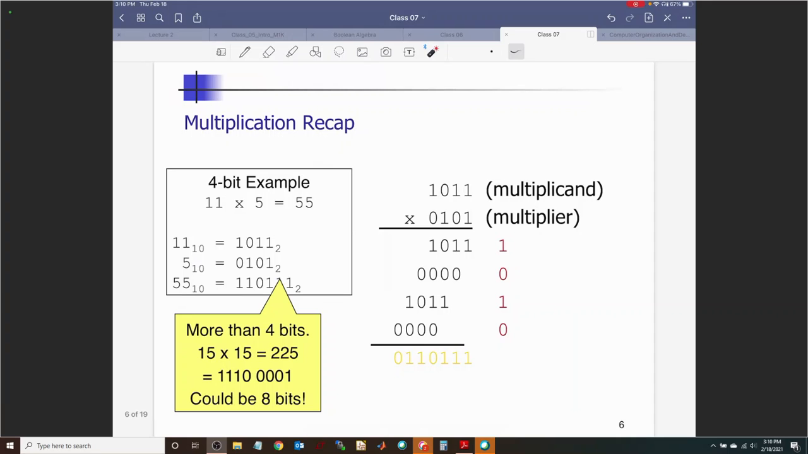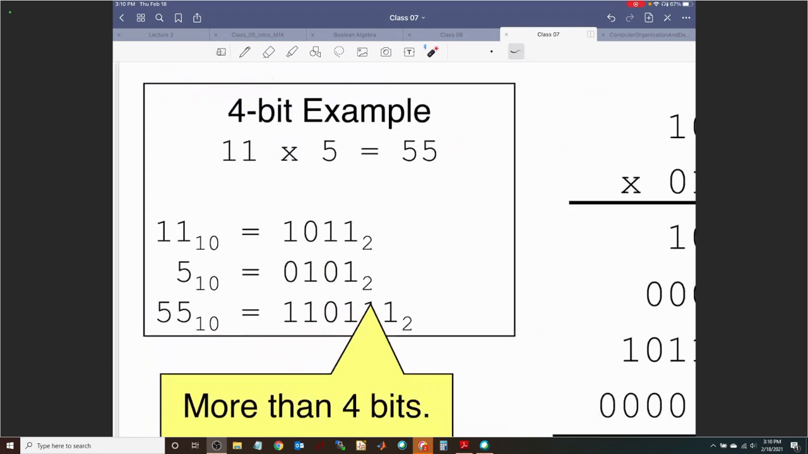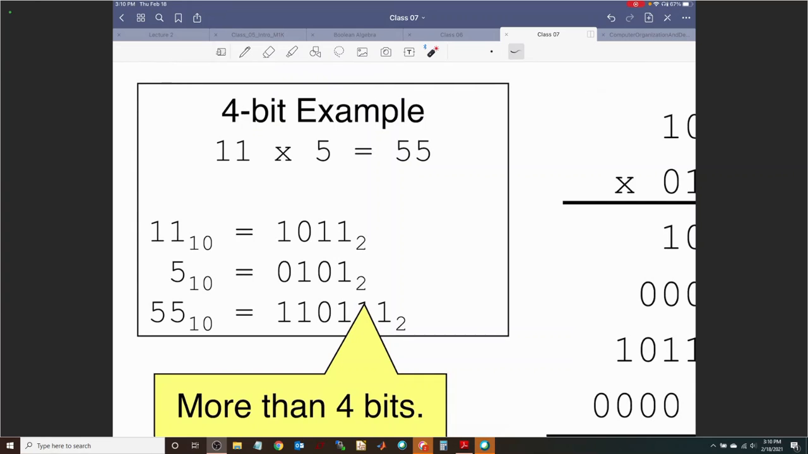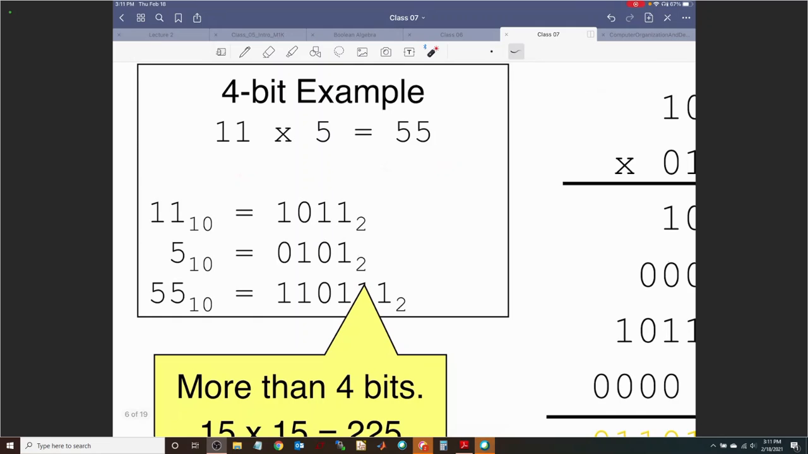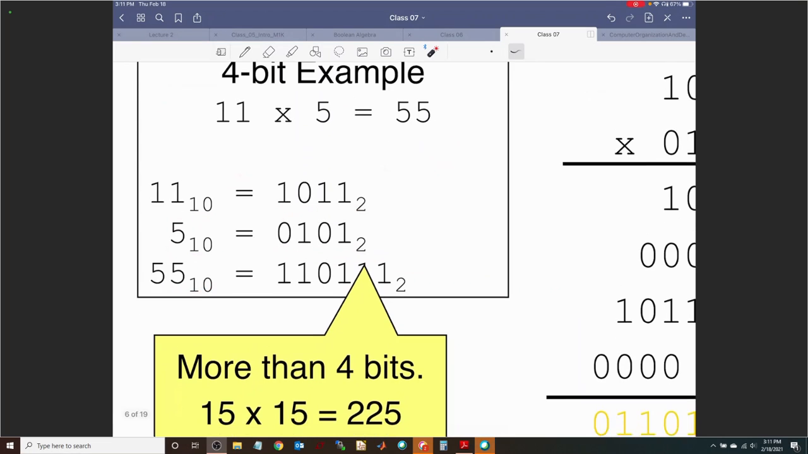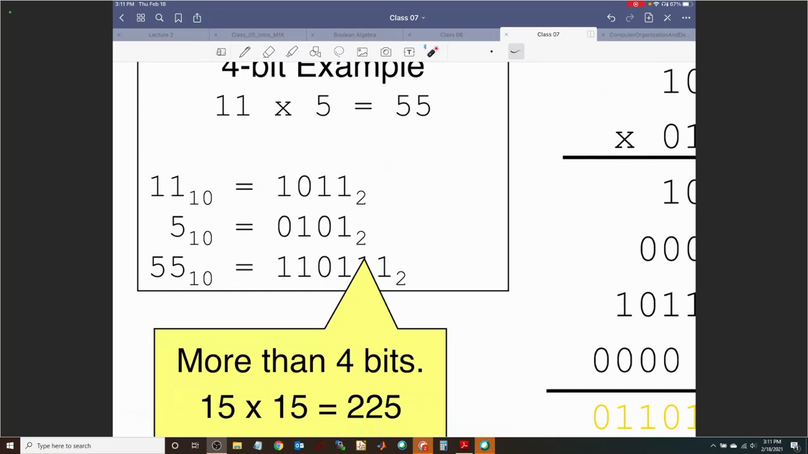Now let's get into multiplication. A quick recap of how you do multiplication. Well, in decimal, it's going to be pretty straightforward, right? If you treat 11 and 5 as decimal numbers and you multiply them, your result is in decimal. Now, what if I try to look at multiplication in binary, right? So suppose I represent 11 using 4 bits and 5 using 4 bits. And I would get a result, in this case 55, which is represented by more than 4 bits. In this case, I have 6 bits.